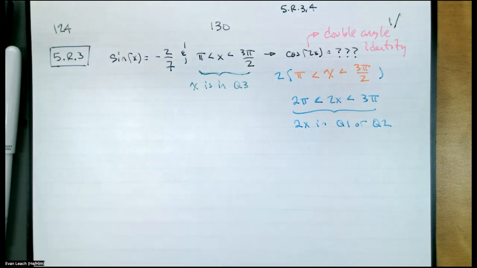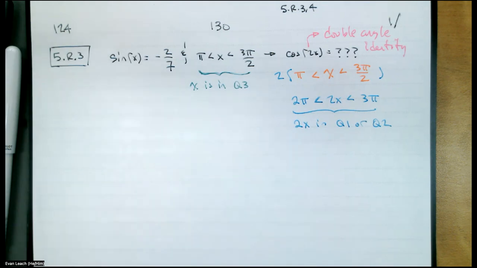We're just given a range of values that x could be. That tells us a range of values that 2x could be. So we're told that x is between 180 and 270, and that means that 2x must be between 360 and 540. That might not even be relevant to our concern. We just want to make that observation.